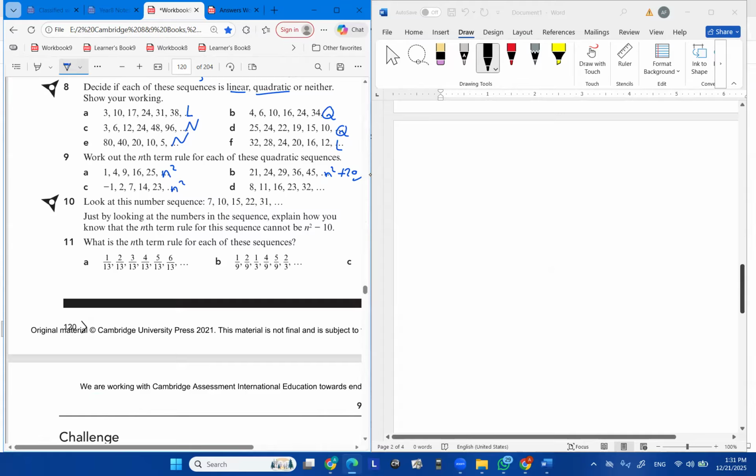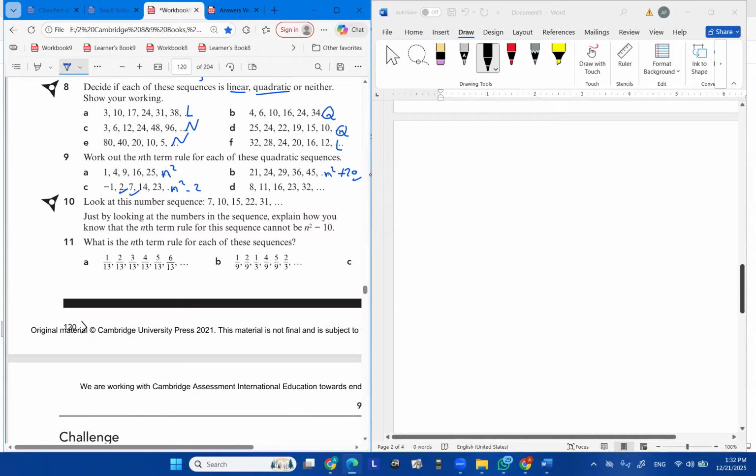For the first term, 1 squared is what? Is 1. How many do I need until I reach negative 1? Oh, you need to minus 2. Let's try for the second term. 2 squared is 4. I need to reach 2, so go down 2, so minus 2. N squared minus 2. Try it now. 2 squared is 4, minus 2 is 2. For the third term, Mr., 3 squared is 9, minus 2 is 7.